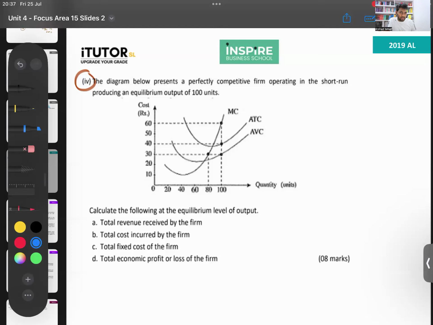It's there in your tute. From the tute, you can take it. Combination of both is called total factor earnings. Okay. The diagram below shows this. Now see, look at this question.